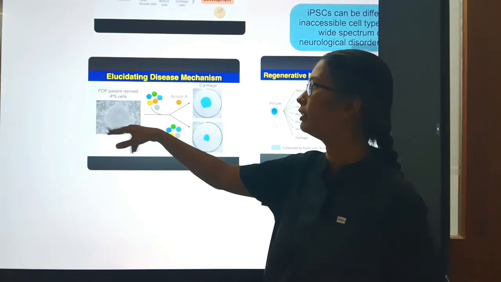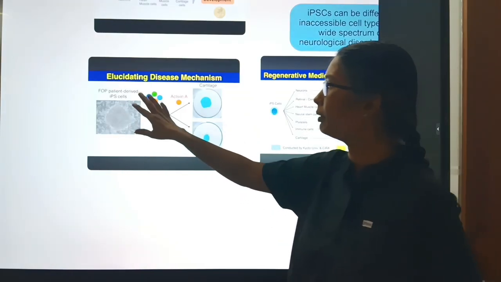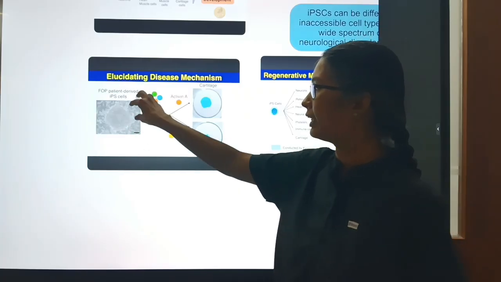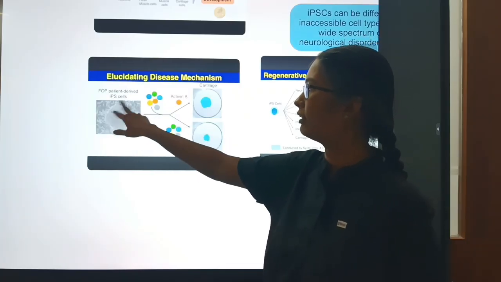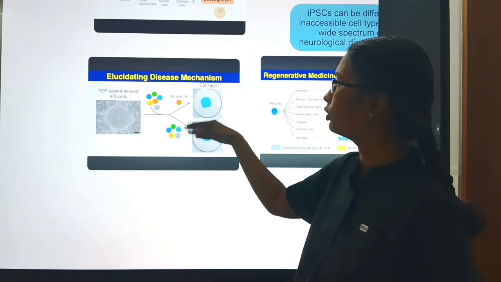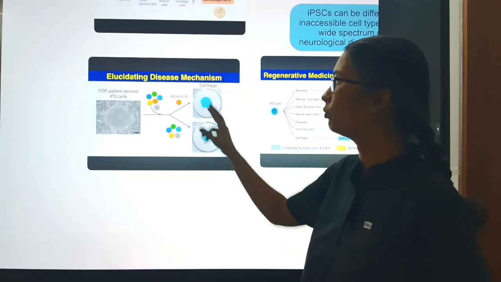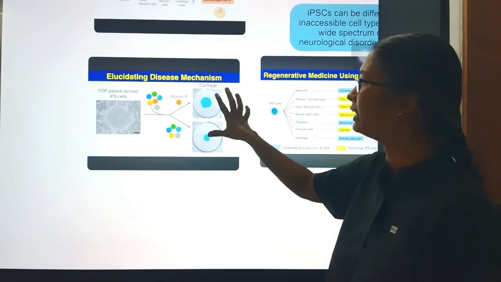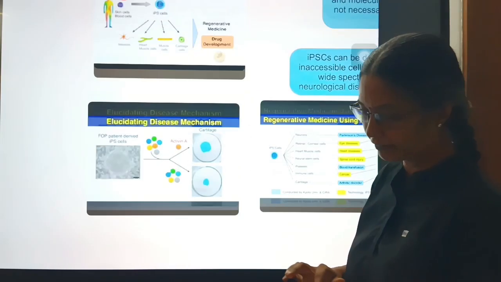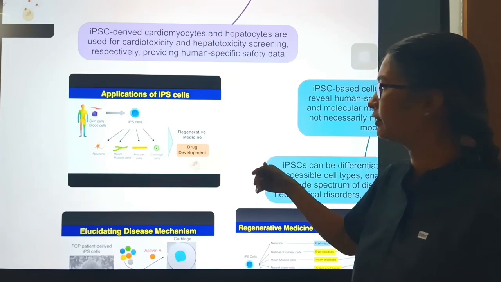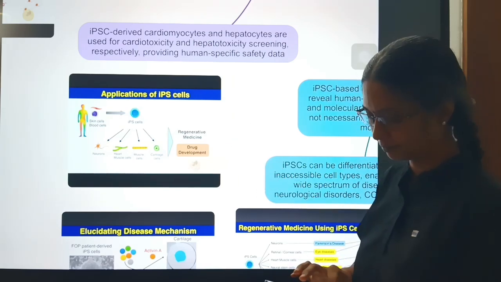They developed fibroblasts derived from a deceased patient, a fibrous dysplasia patient. They derived that fibroblast, and then they developed the embryonic stem cell-like cells. Then they added a few factors and found out where the problem is happening and what is causing the problem. So studying that disease mechanism is very easy with iPSC-derived cells. It can be used in regenerative medicine as well as drug development.